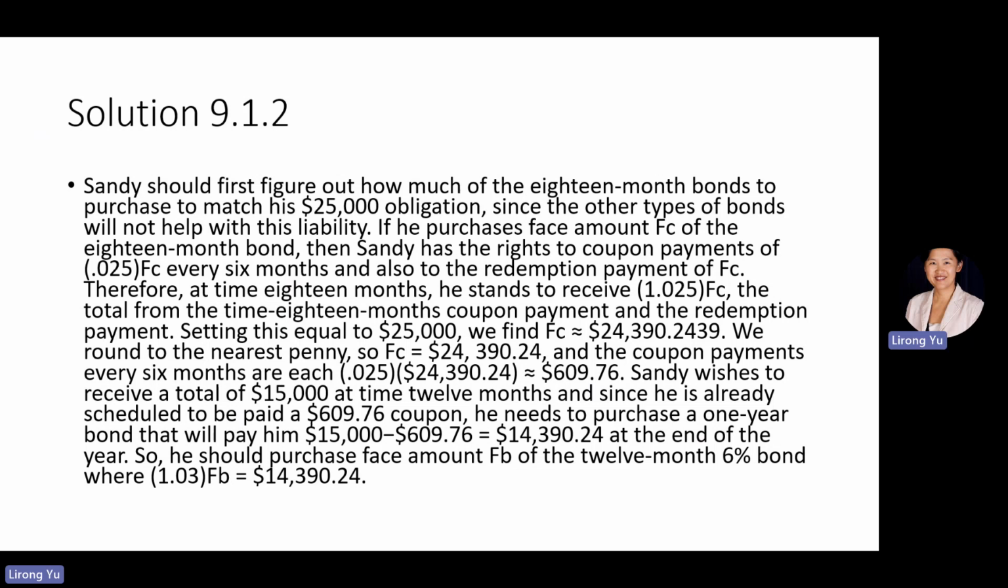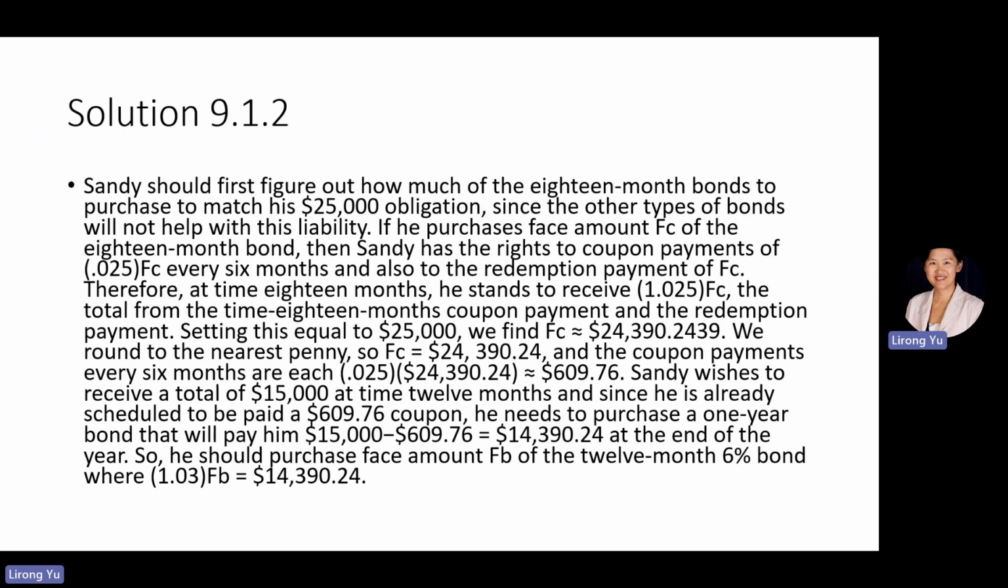Therefore, at time 18 months, he stands to receive 1.025 of the face value, the total of the coupon payment and the redemption payment. Setting this equal to 25,000, we have 25,000 equal to 1.025 times the face value. So the face value we need to buy of the last bond is 25,000 divided by 1.025.